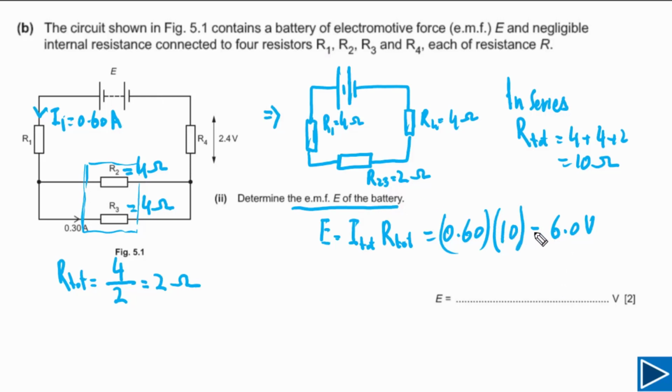This question has 2 marks, and the first mark is if you have calculated this total resistance, so this one will be the C mark, and the second mark is if you have got the right answer, and this one is the answer.